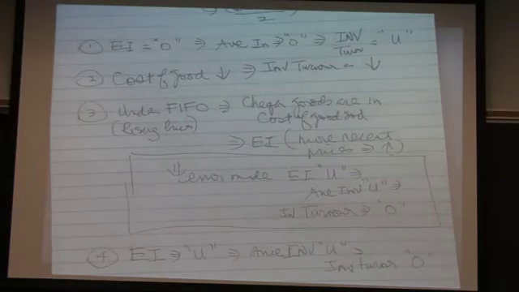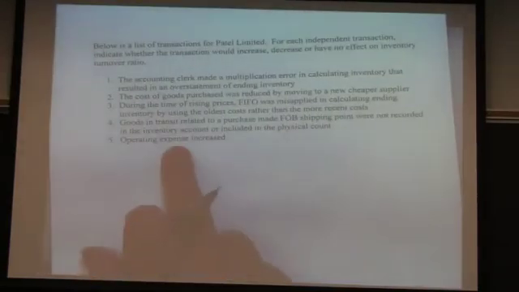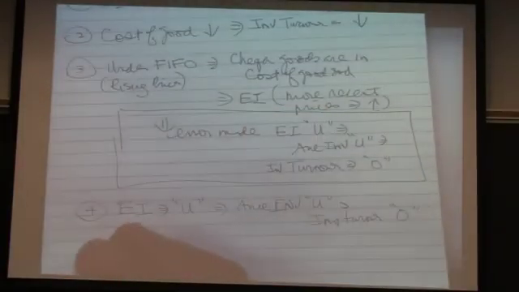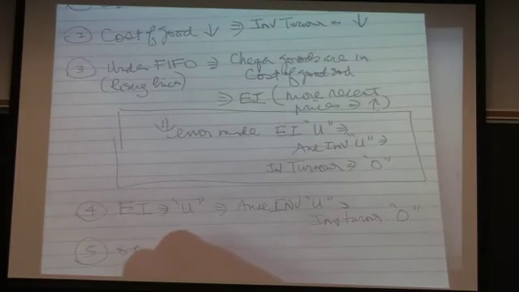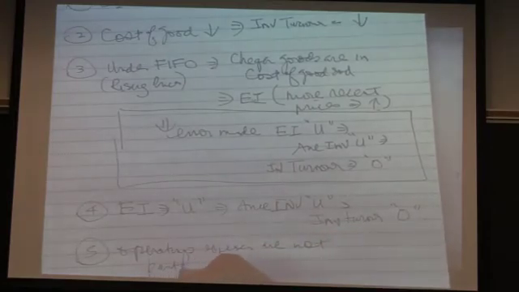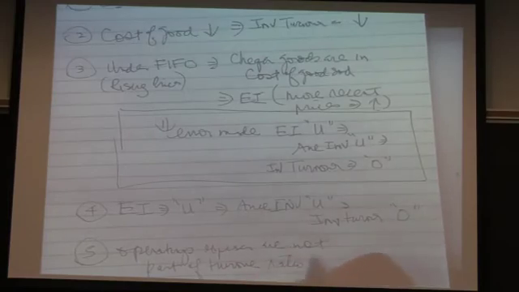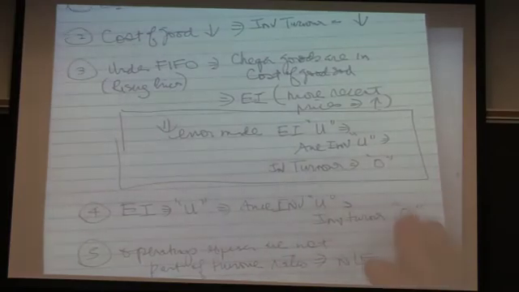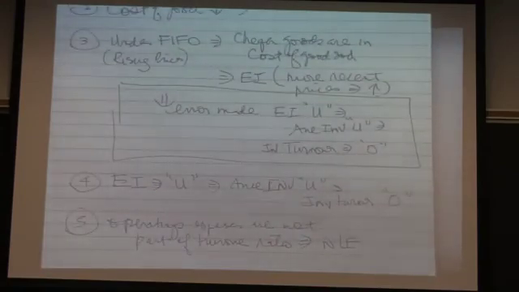Now finally, it says operating expenses increased. Well, if you look at the formula, operating expense has nothing to do with inventory turnover. Therefore, for number 5, there's no effect. Operating expenses are not part of the turnover ratio, and therefore an increase in operating expenses has no effect on inventory turnover.